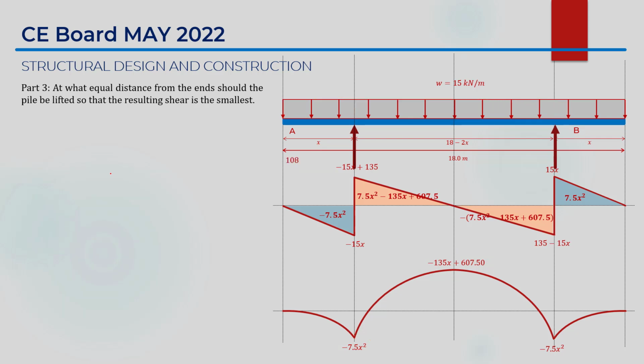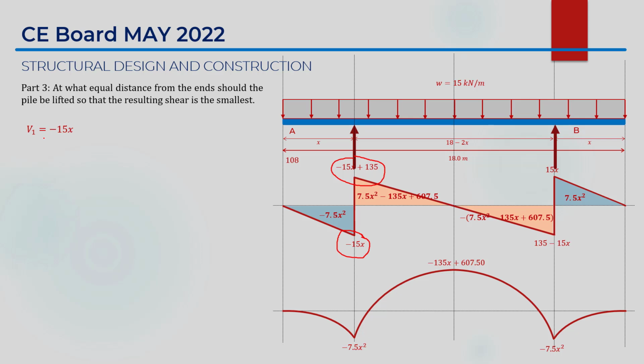How about for our part 3? Sa ating part 3 kasi, sabi naman dito, at what equal distance from the ends should the pile be lifted so that the resulting shear is the smallest? So, ganun pa din yung nangyari. Hindi na tayo mag-illustrate ulit kasi parehas lang din yung nangyari. But, the problem naman dito is dapat itong shear naman is equal to this shear. Okay, this is shear 1 and this is shear 2. Walang problema na dyan, parehas lang naman yan. So, dito na lang tayo mag-take. So, dapat daw yung shear na to is equal sa shear dito.